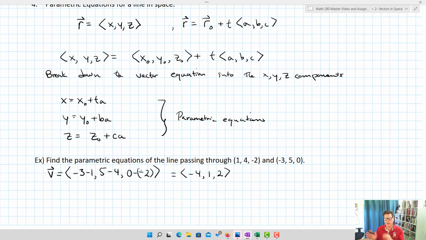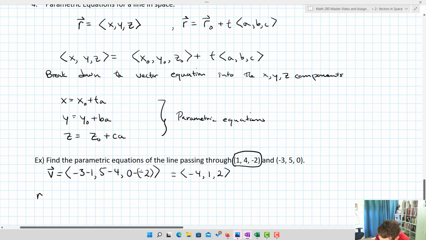Now, the equations for the lines are going to be different, but the line itself is actually going to be exactly the same, no matter which one you choose as your r0, or which one you choose to do first in terms of the direction vector. The only thing that's going to change is what the value of the parameter is going to be depending upon which point you want to go to. So, I'm going to select (1, 4, -2).